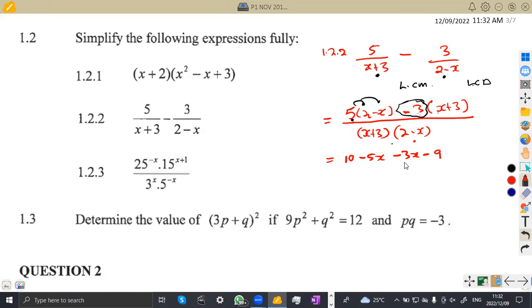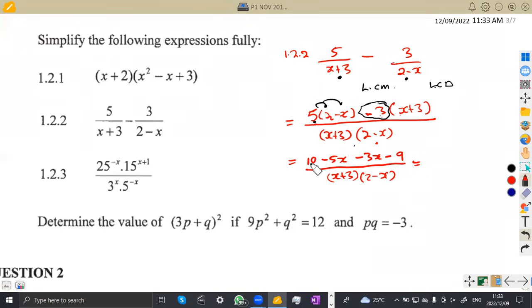All right, so we don't forget the LCM, that is your LCD. Don't forget to write everything there. So we've got x plus 3 into 2 minus x. All right. So from there, we can collect like terms. In this case, let me just use this space here.